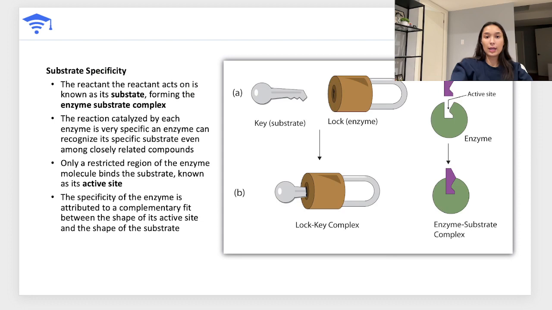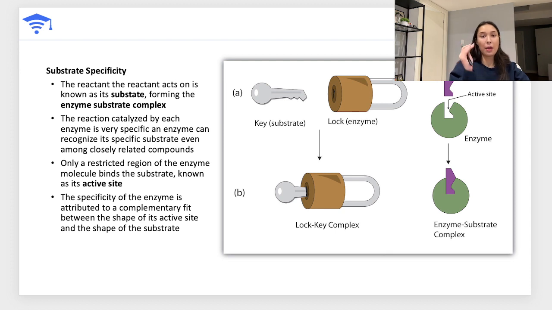Now, the last thing I'm going to talk about is substrate specificity. And so when we talk about enzymes, there is something very important. And like I said, I'm a visual learner. And the best way that I like to think about this is through the lock and key model. It's a popular way to envision it, but it's the best way that I like to think about it. So the reactant that the enzyme acts on is the substrate.